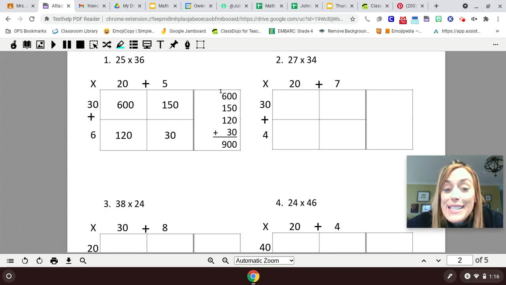So pretty easy. I hope you guys are really enjoying this. I know some of you think this is fun, and it's a great way to practice your multiplication facts and solve multi-digit multiplication all at the same time.